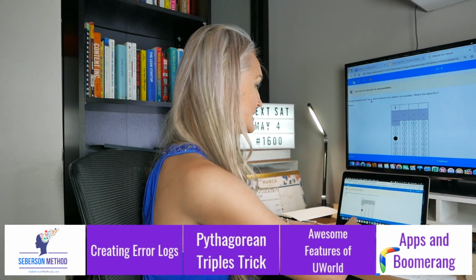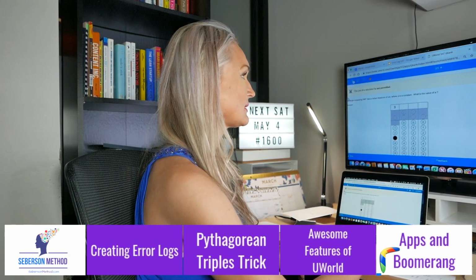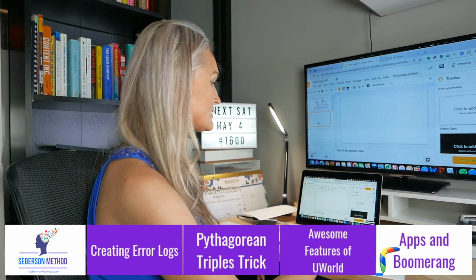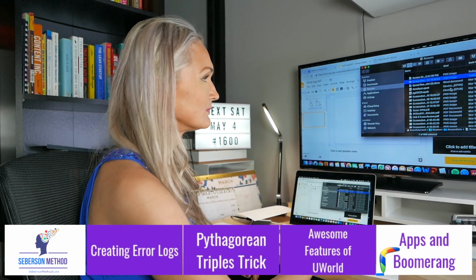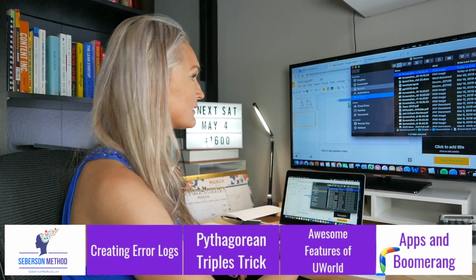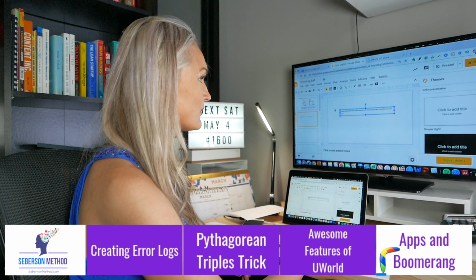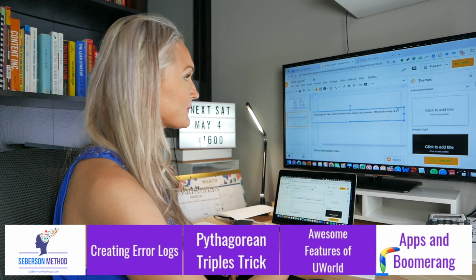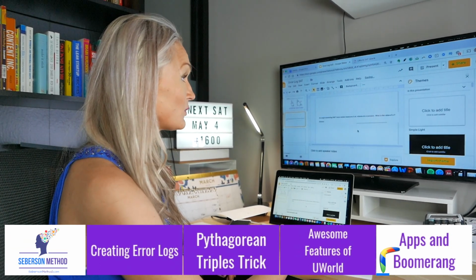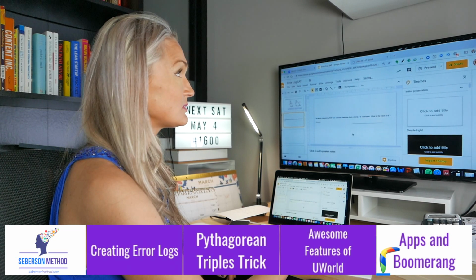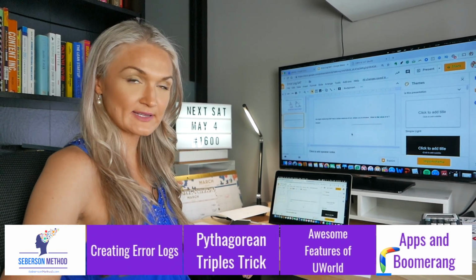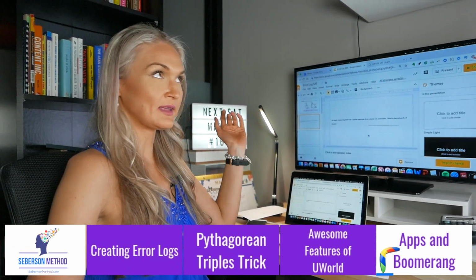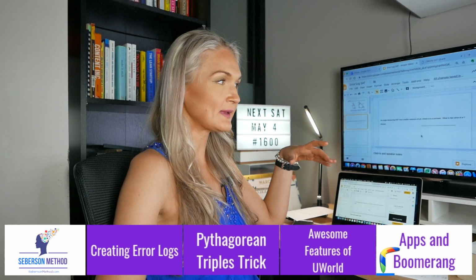What you do is you take a screenshot of this problem, and you already know you're going to log this into your error log. Another screenshot. And there you go. Now, what you can do is you can use Boomerang, an email service, to email these questions to yourself, and you can review them in 4 days to refresh your memory.